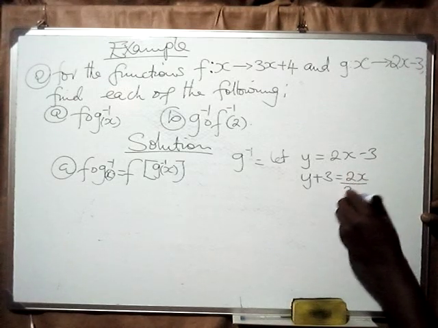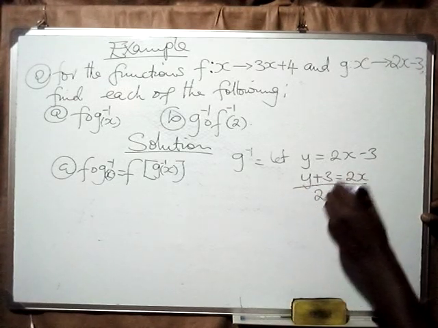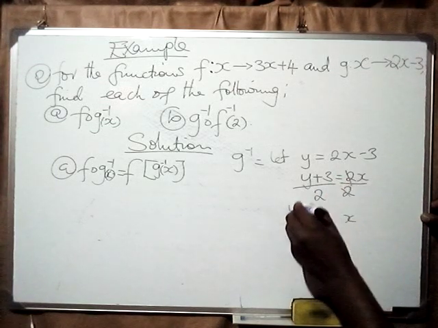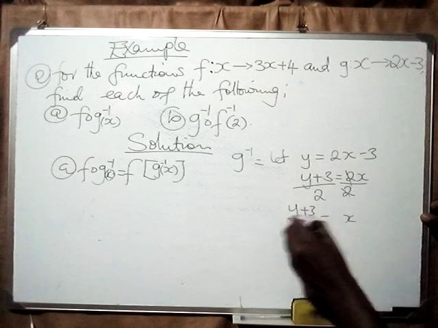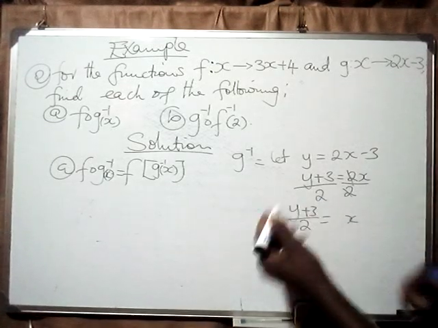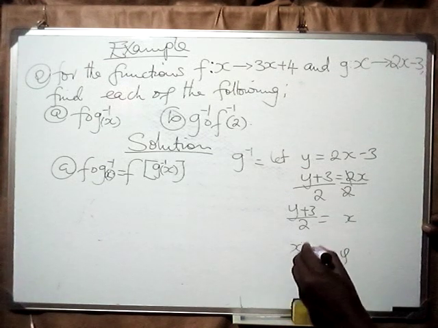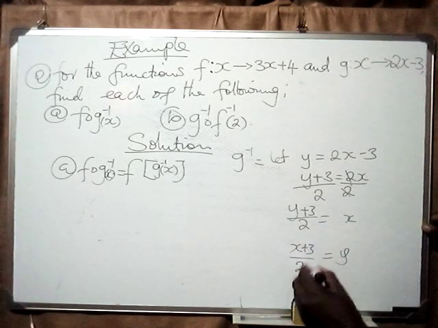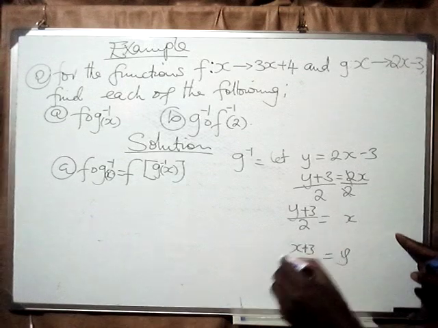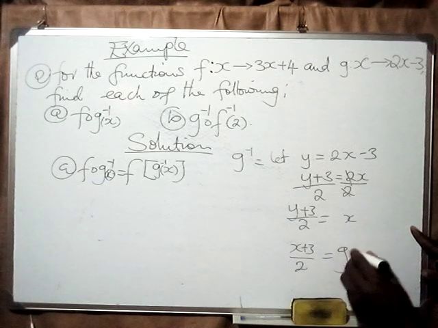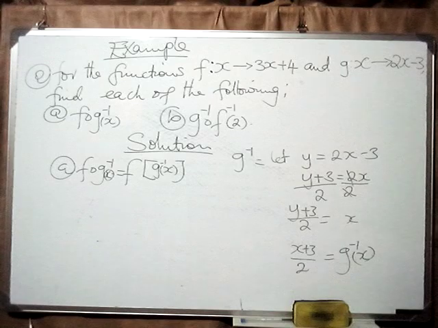So we divide by 2, even the other side by 2. So our x is (y plus 3) over 2. Now we exchange. Therefore, we are going to say y is equal to (x plus 3) over 2. So this is the inverse. In other words, the inverse of g is what has been found here.